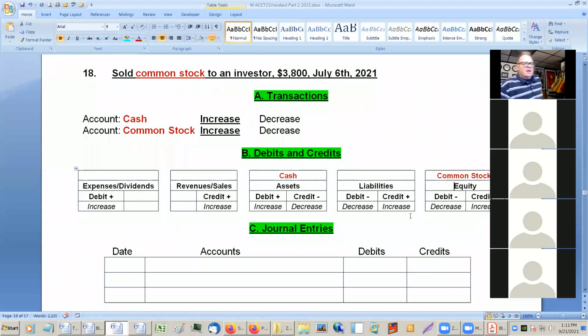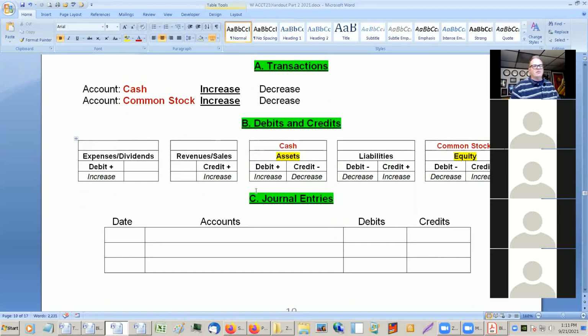All right, so these are the accounts we have. Asset, an equity account. Okay, cash is going up with a debit or credit? Credit. Cash? You said cash. I thought you had common stock. Oh, common stock. Yeah, common stock would be credit. Yep. Cash would be debit.